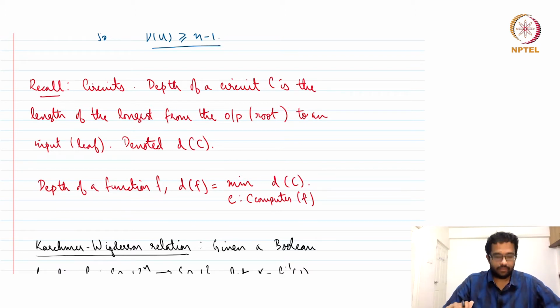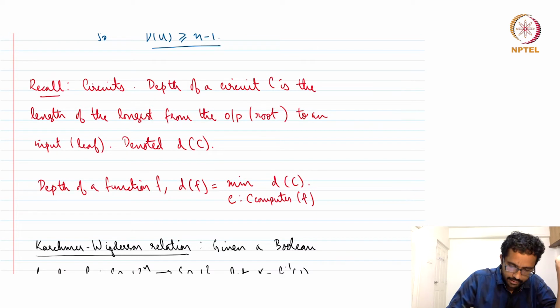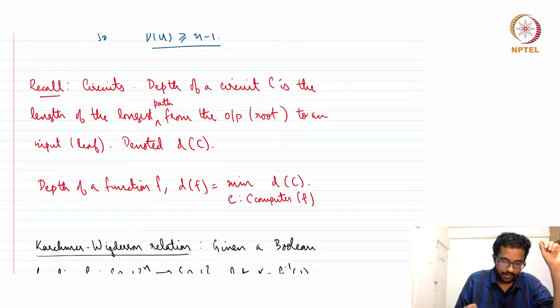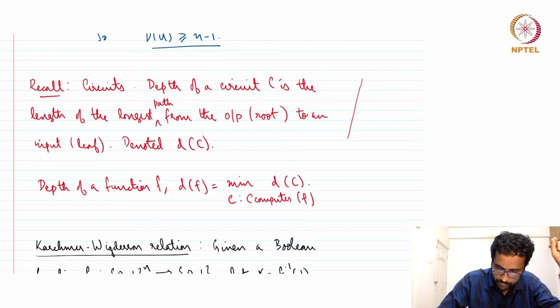Okay. So you may recall that a circuit is a tree. In this lecture we will assume a binary tree. And the depth of a circuit is the length of the longest path from the output, which is the root of the circuit, to an input. So if you have something like this, this is the depth of the circuit. Suppose this is the longest path.